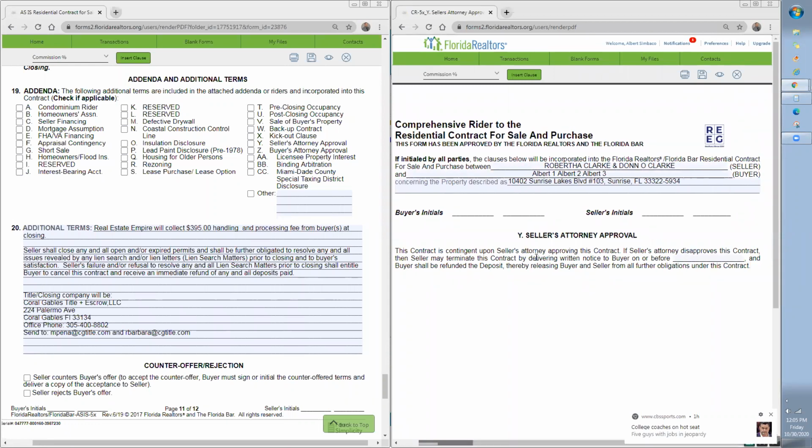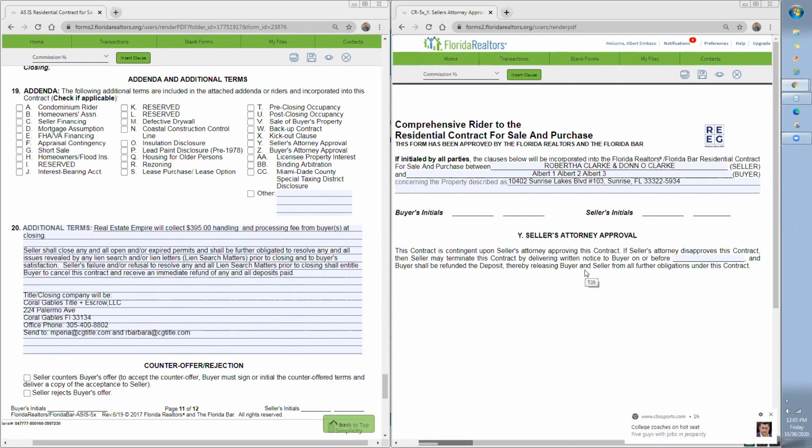The contract is contingent upon the seller's attorney approving this contract. If the seller's attorney disapproves this contract, then the seller may terminate the contract by delivering notice to the buyer on or before X amount of date, right? And buyer shall be refunded the money, therefore releasing the buyer. So we can accept the contract as the seller, right? We can accept the contract, but then the contract needs to be sent to an attorney, right? The attorney will review everything and decide if it's worth it for the seller or not.